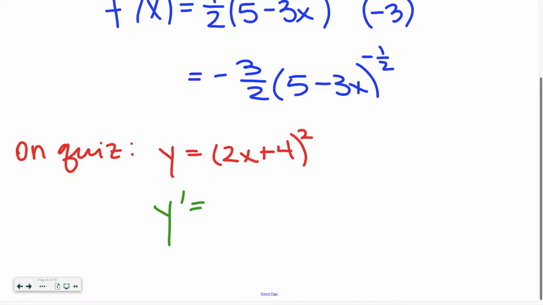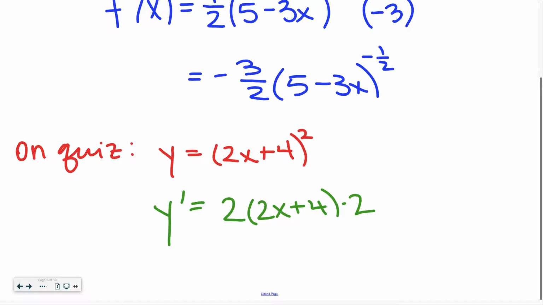Compare it to your neighbors. Trenton, what do you have for us? 2 times 2x plus 4. Like that? What do you think?